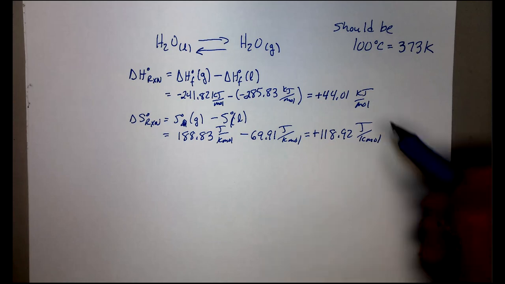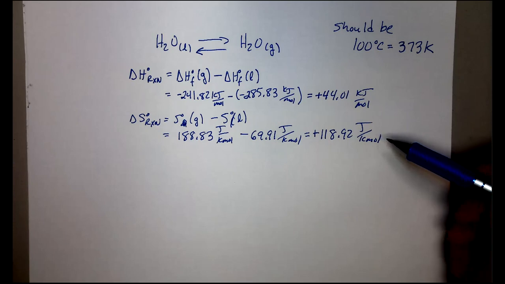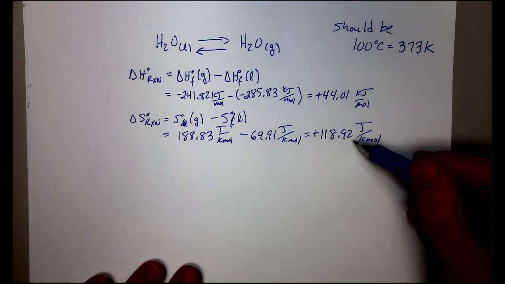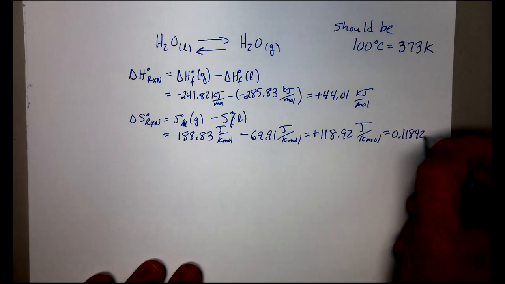And so we've got a case with a positive delta H and a positive delta S. So this will only be spontaneous or even equilibrium if the temperature gets high enough. I can't boil something unless the temperature gets high enough. So that makes perfect sense. But I've got mixed units, so I'm going to go to 0.11892 kilojoules per Kelvin mole.